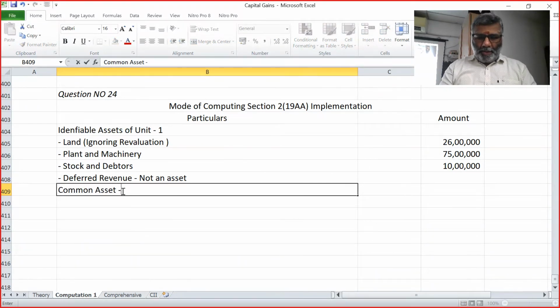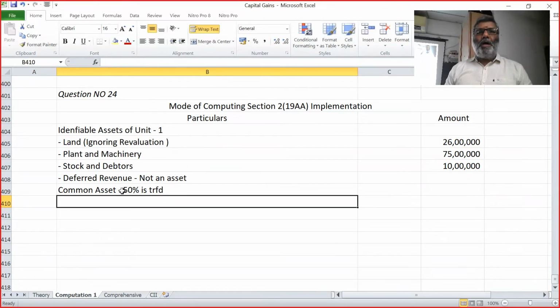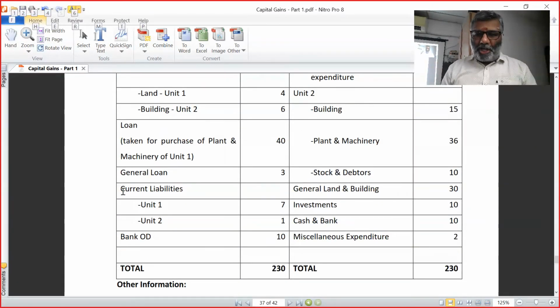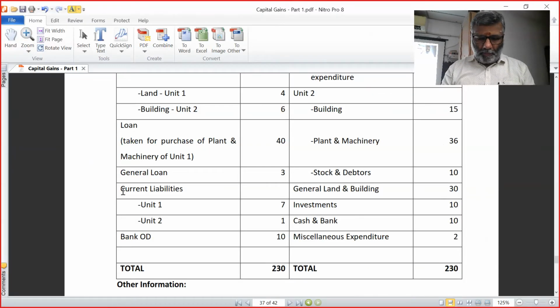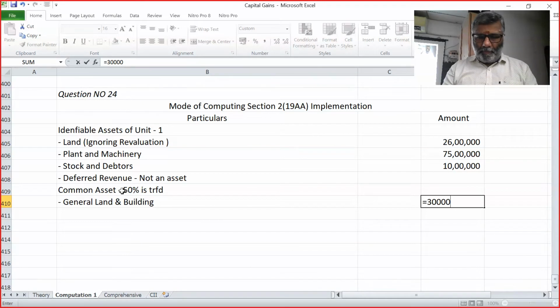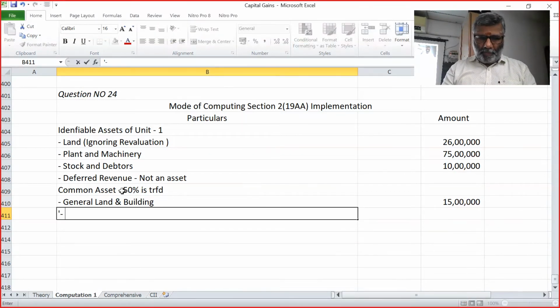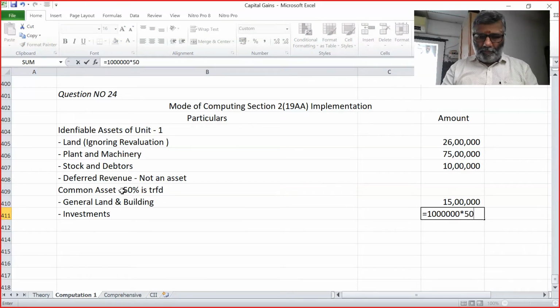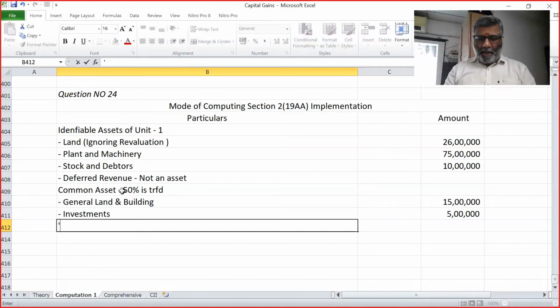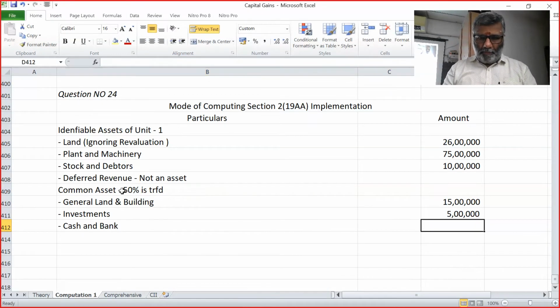Common assets: the question says among the common assets, 50% is transferred to the resulting company. Common assets are general land and building, 15 lakhs; investments, 5 lakhs; cash and bank, 5 lakhs. Miscellaneous expenditure is never an asset.